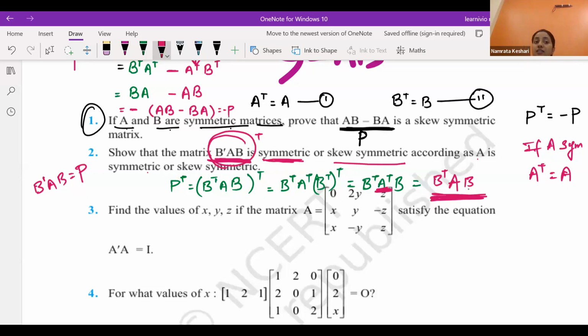Okay, and in case A is skew symmetric, that means A transpose must be equal to negative A, right?